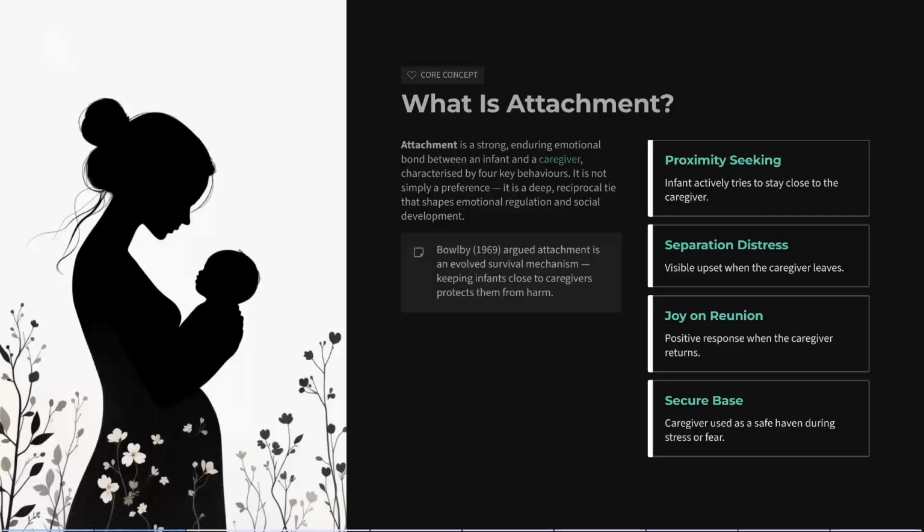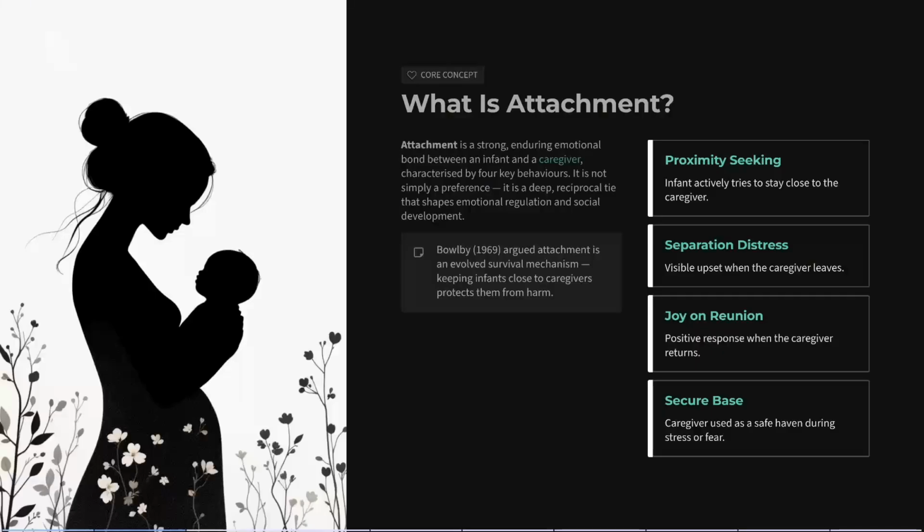So here, the key term to remember is attachment. A strong, enduring emotional bond characterized by proximity seeking, separation distress, joy on reunion, and use of the caregiver as a secure base. You also need to know the word caregiver. This is the person who forms the primary attachment bond with the infant, typically, but not exclusively, the mother. You need to know proximity seeking, the infant's drive to maintain physical closeness to the caregiver. And you need to refer to a secure base, the use of the caregiver as a foundation from which to explore the world safely.